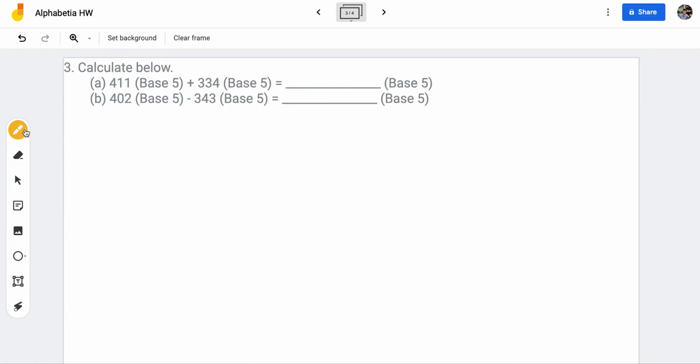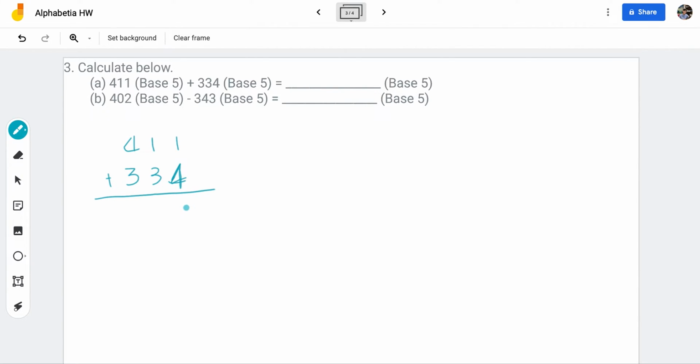I want to change the color, like this one. Calculate below. 411 in base 5 plus 334 in base 5. So it's a little bit advanced, right? We can think about the same algorithm that we are doing in base 10. You need to consider how you can do the regrouping there. 4 plus 1 makes 5. When you have 5, you need to regroup it, right?